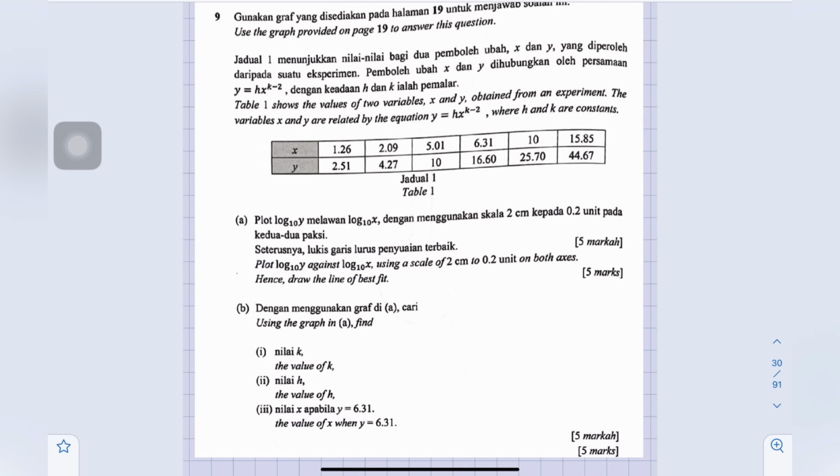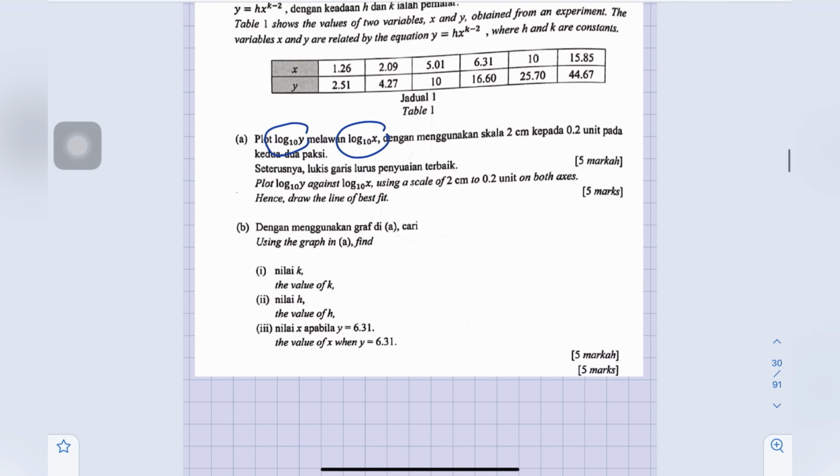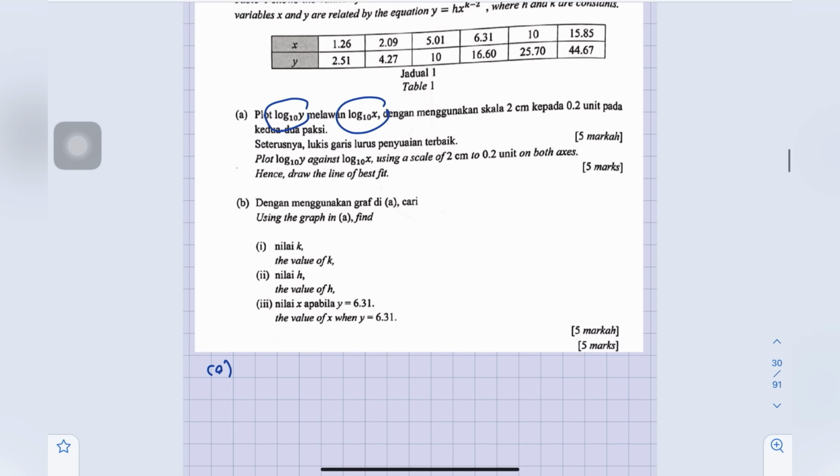Number 9, table 1 shows the values of two variables x and y obtained from an experiment. The variables x and y are related by the equation y equals h x to the power of k minus 2, where h and k are constants. A. Plot log y base 10 against log x base 10 using a scale of 2 cm to 0.2 unit on both axes. Hence, draw the line of best fit. Okay, so first of all, we need to construct a table of log y base 10 and log x base 10. So A, construct the table.